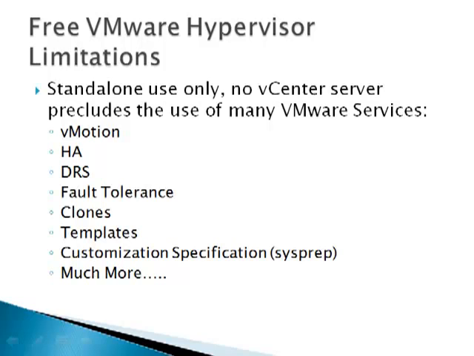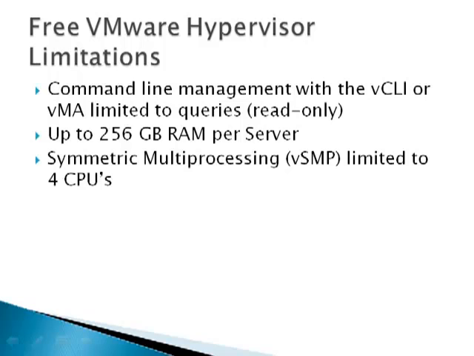Some of the limitations of the free VMware hypervisor include the fact that it's entitled for standalone use only. You can't connect to a vCenter server, which precludes the use of many VMware services like vMotion, HA, DRS, fault tolerance, clones, templates, sysprep, and much more. While you can connect with some of the remote command line interfaces like the VCLI or VMA, your queries will be limited to read-only. You're only allowed up to 256 gigs of RAM per server. Wow, only 256 gigs of RAM per server. Boy, that doesn't seem like much of a limitation. And symmetric multiprocessing, vSMP, is limited to 4 CPUs. That means even if your system has 16 CPUs or 16 cores, you're only going to be able to give 4 of them to a virtual machine at any one given point in time.